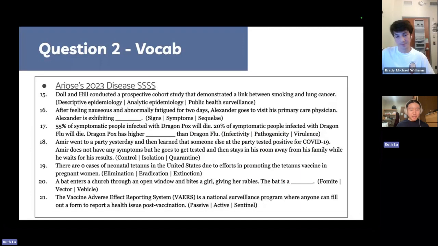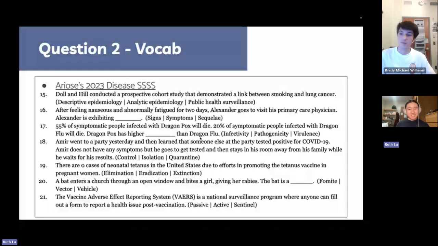So next we have some vocabulary. We'll just pretty quickly go through these. Dahl Hill conducted a prospective cohort study that demonstrated a link between smoking and lung cancer. So the question is, is this descriptive epidemiology, analytic epidemiology, or public health surveillance? Take a moment to think about it. We'll probably go pretty quickly because we want to save some time for questions.